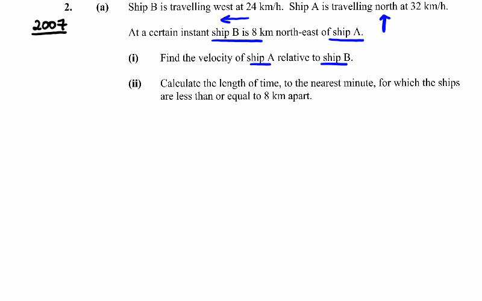Okay, let's look at the velocity of ship B, which they give us first. The velocity of ship B is going to be equal to west at 24, so minus 24 in the I direction plus 0 in the J direction.